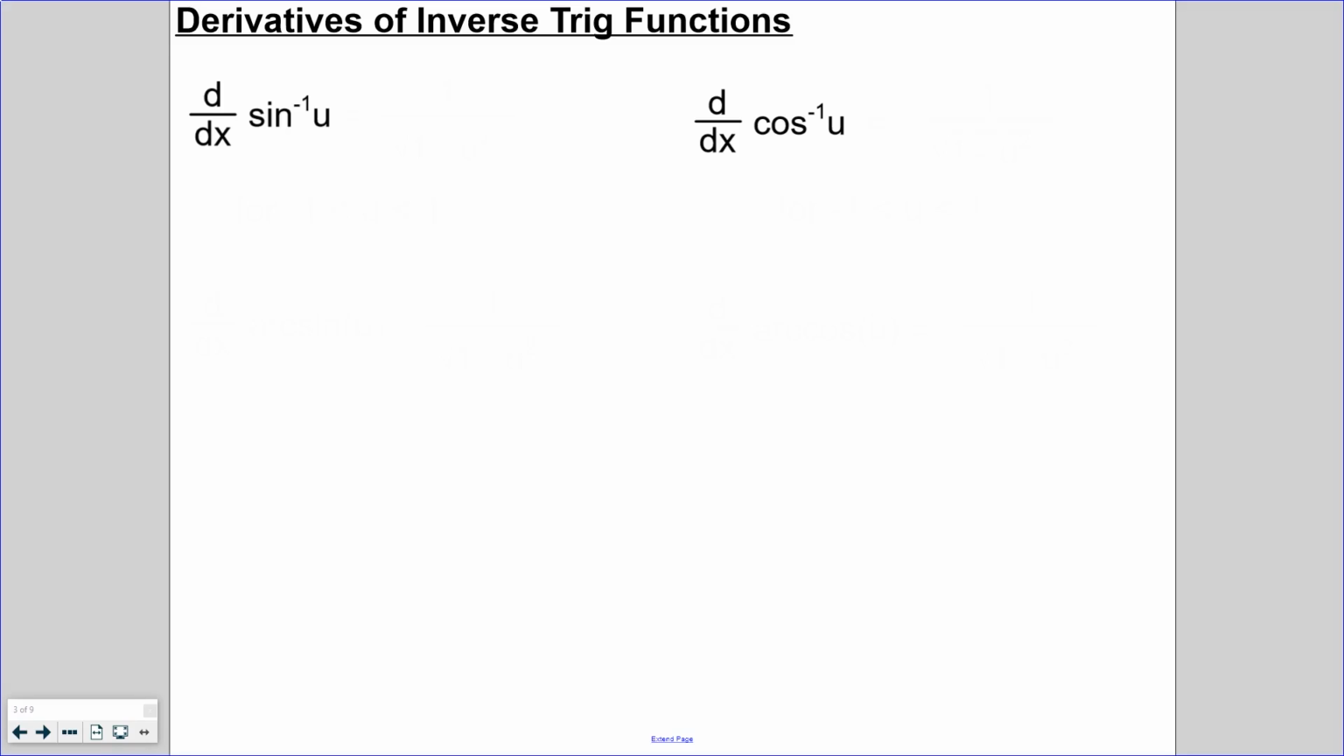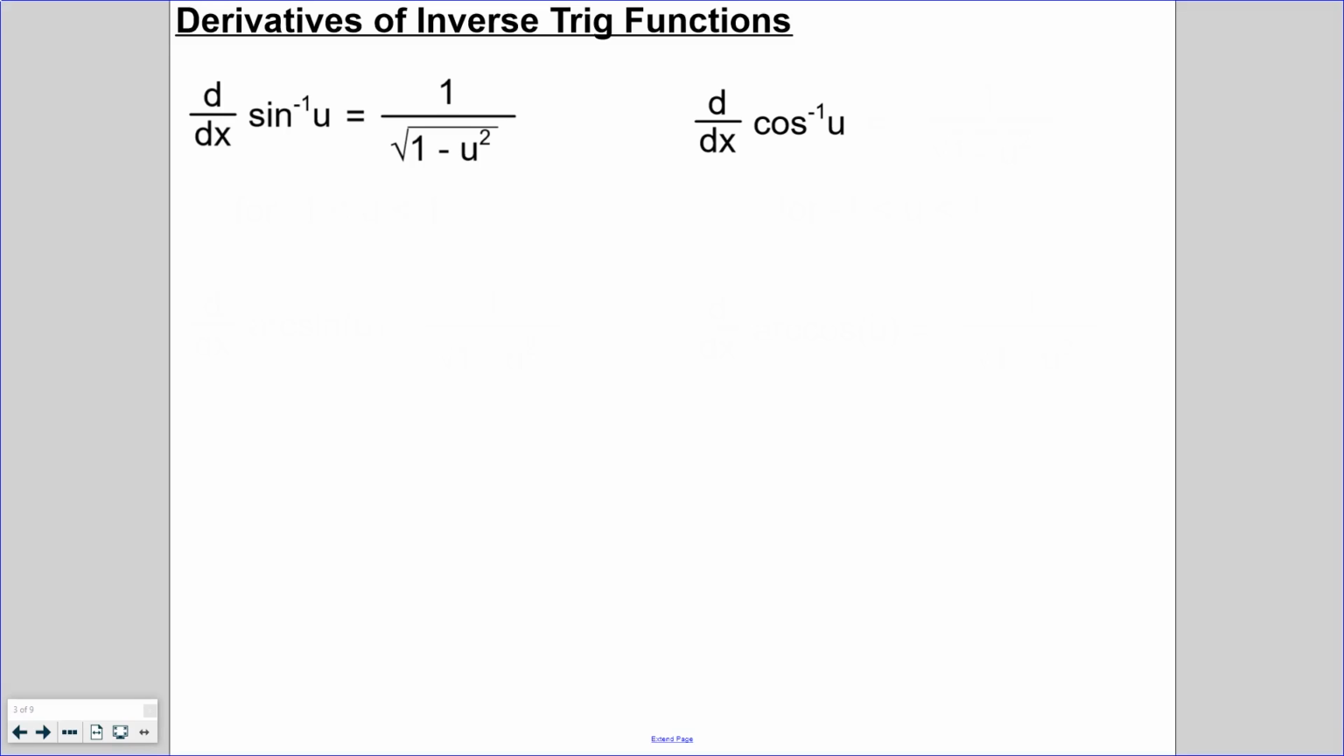Alright, so up here we want to take the derivative of inverse sine and inverse cosine. And now the inverses of these particular functions are a little bit unusual because they're going to look a lot different than what we started with. So the derivative of sine inverse of u is going to be 1 over the square root of 1 minus u squared. So again, this is a little bit odd, probably not what we expected, but this is the derivative.